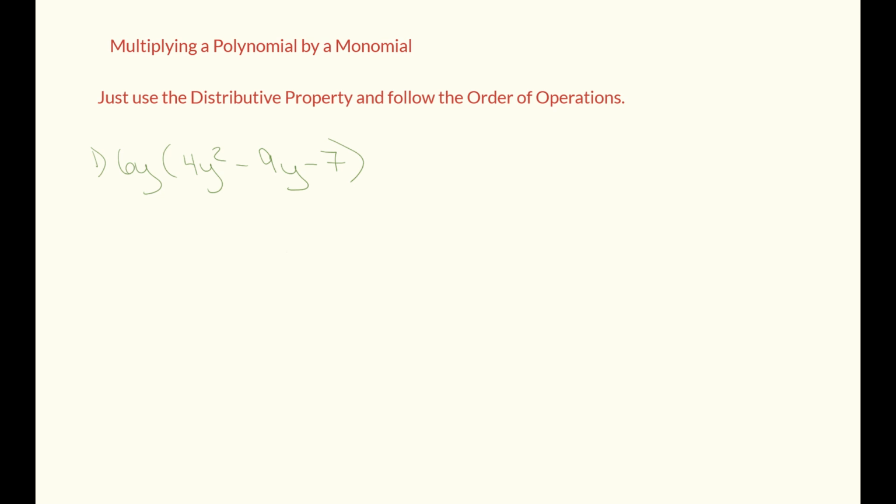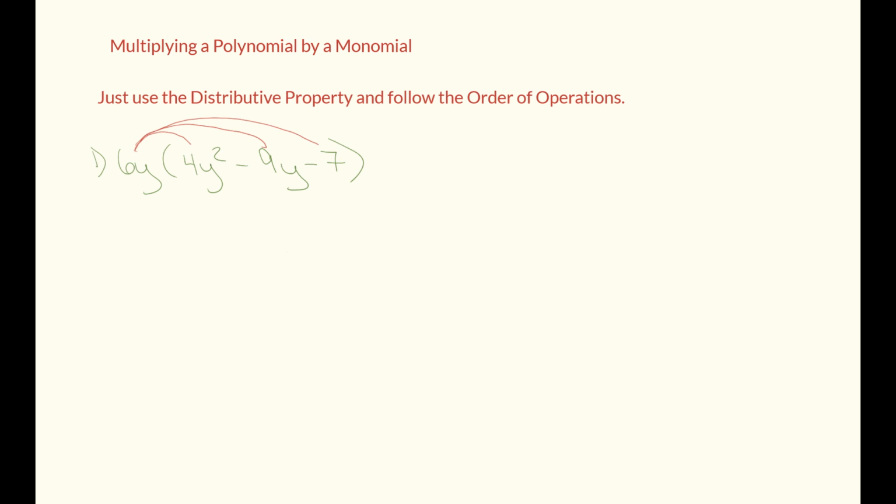In this section on multiplying a polynomial by a monomial, I'm going to teach you that all you have to do is just use the distributive property and follow order of operations. So in this problem, 6y times 4y squared minus 9y minus 7, I'm just going to distribute when I multiply. So I'm going to multiply the 6y times the 4y squared, then that and that.